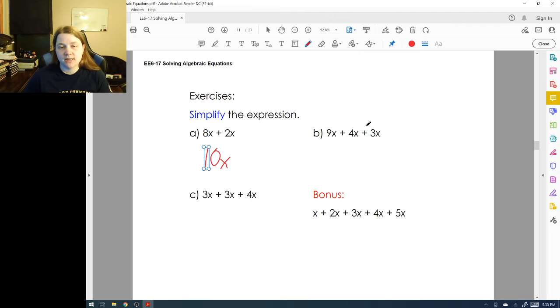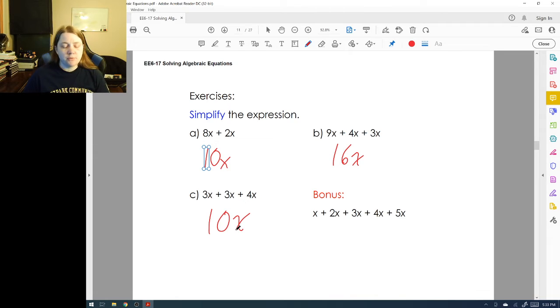9x plus 4x plus 3x. Well, I know that 9 plus 4 is going to be 13, plus another 3 x's is going to be 16x. 3x plus 3x plus 4x: well, 3 x's and 3 x's together make 6 x's, plus another 4 x's make 10x.